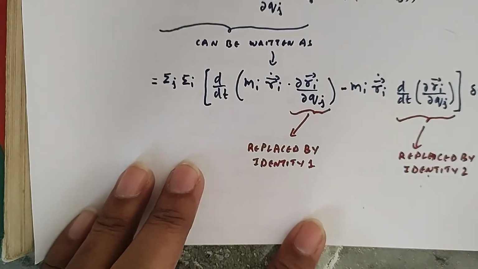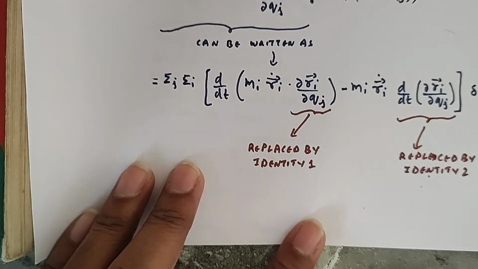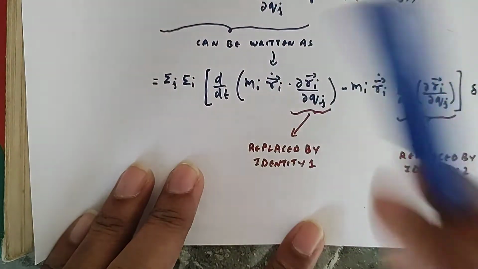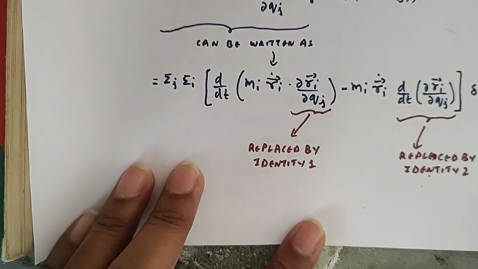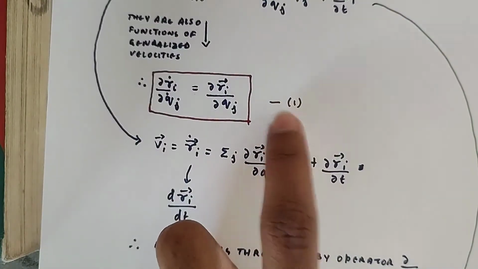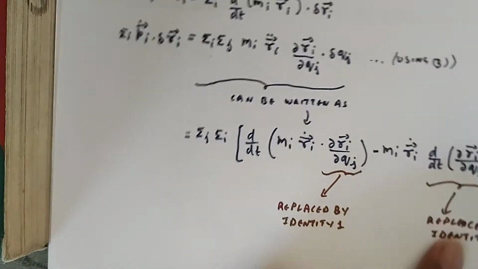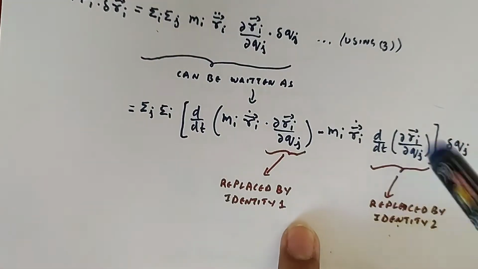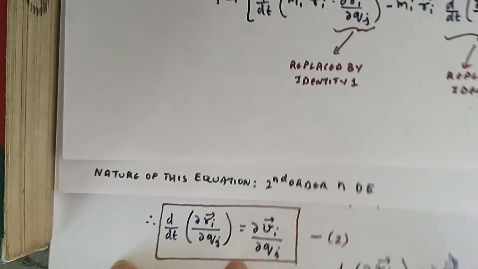Now, this is my first term, this is my second term. This particular term can be replaced by my first identity, as I just derived over the last page, and this particular identity can be replaced by this identity.